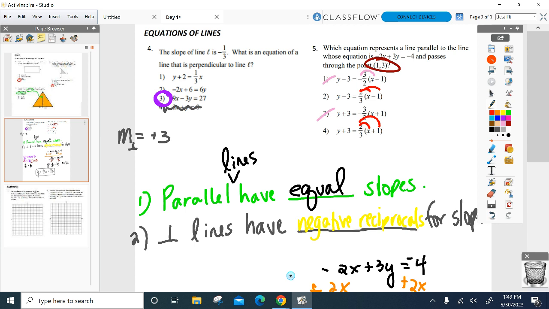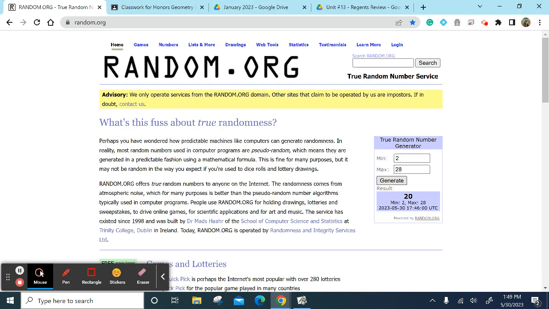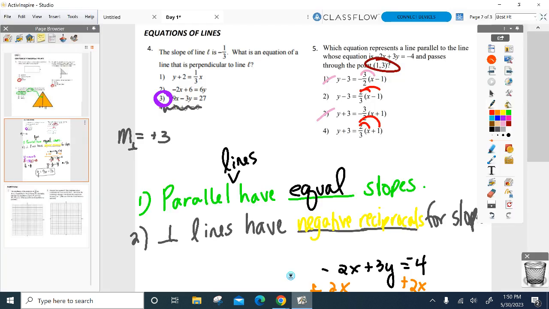Whew. It's not that funny. Nothing is. Choice 2. Good work.